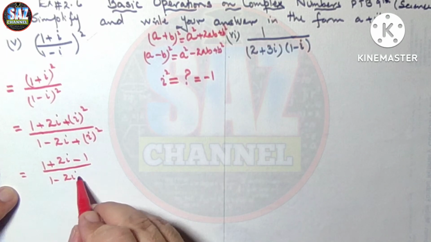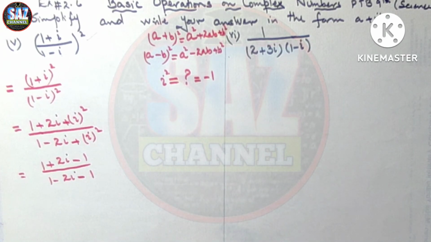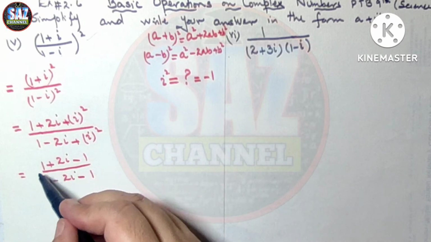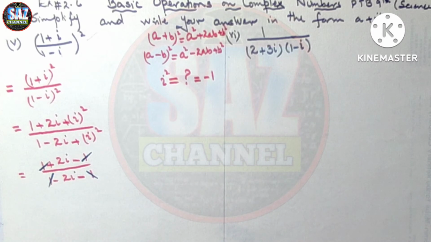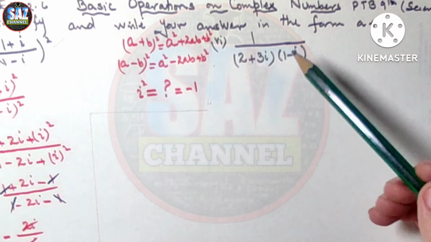Now look, 1 and minus 1 can go easily, and I have the answer with me: 2 iota upon 2 iota with minus sign. This can go easily, minus 1, and we are left with the real part only. But as we have to give our answer as a standard complex number, we can write it in the form -1 + 0 iota. I hope you are clear about this, and let us move to the second part.